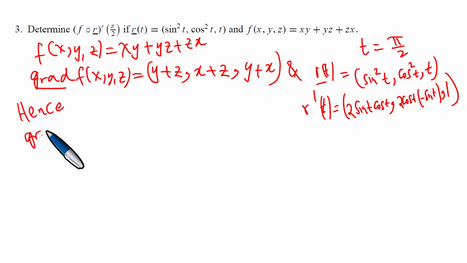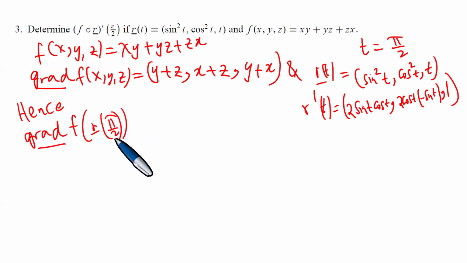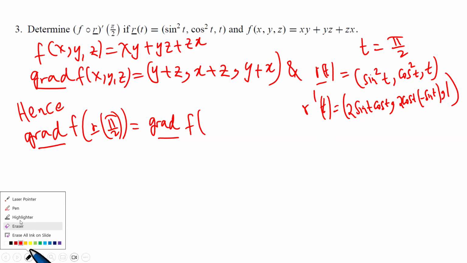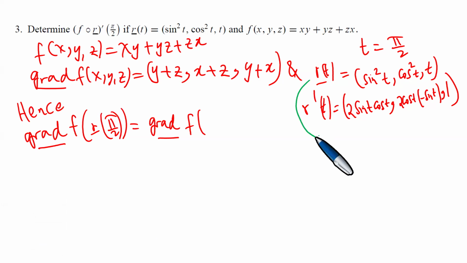Hence, now we are able to find the gradient of f at r of pi over 2. Whenever t is pi over 2, we are able to substitute there. If t is pi over 2, then we substitute in the r function. We're just practicing the chain rule bit here. We're going to do lots of these kinds of discussions. We look at literature review, then spend a bit of time on 2 or 3 questions on a concept. So now, what is this at pi over 2?